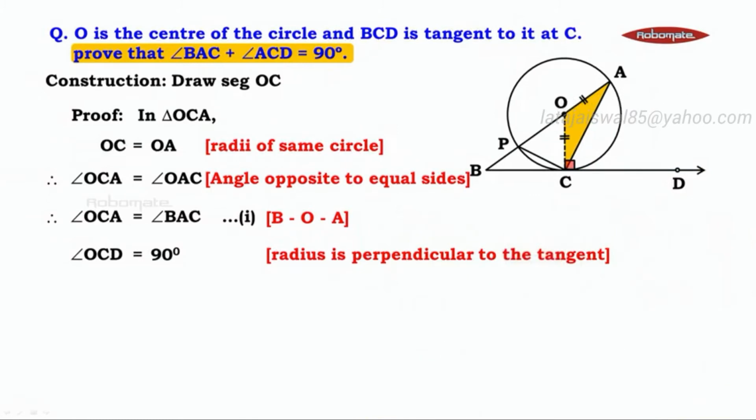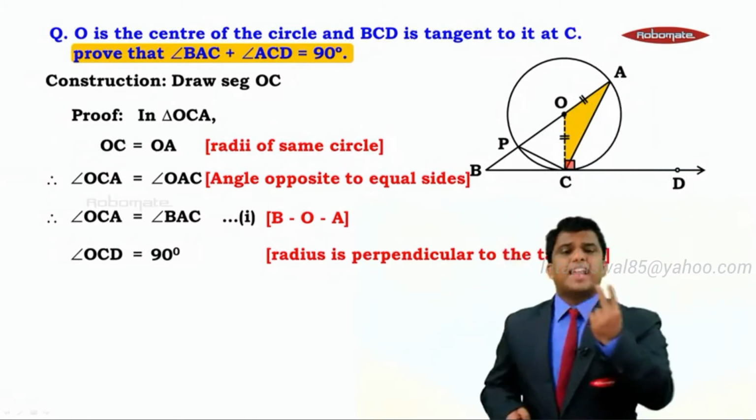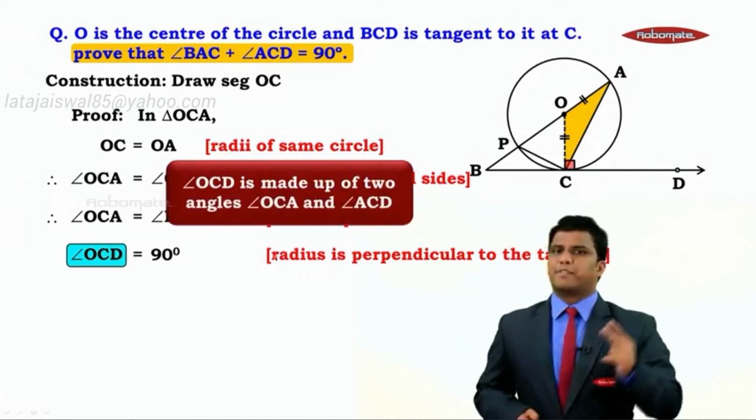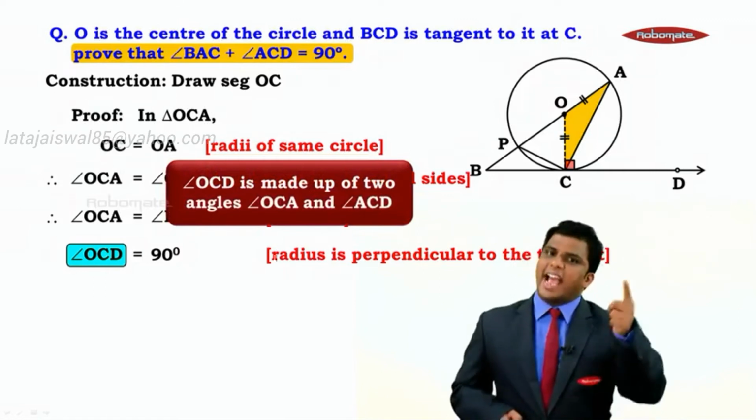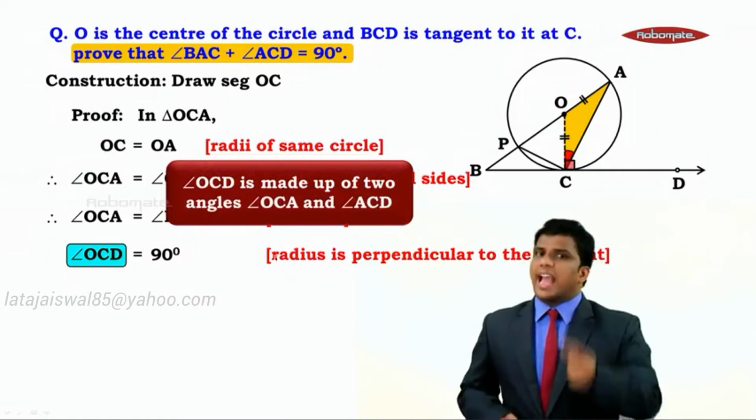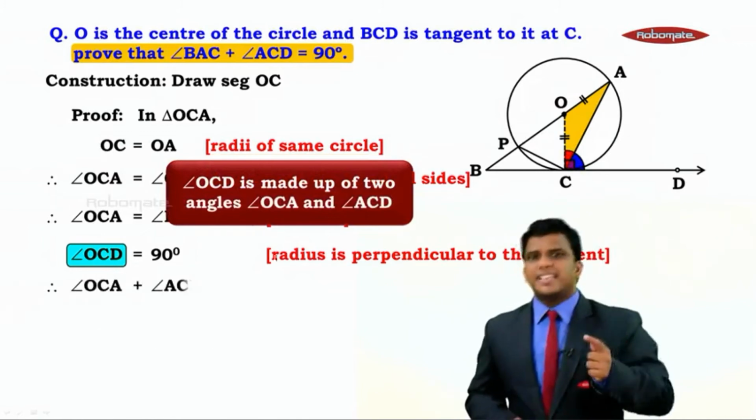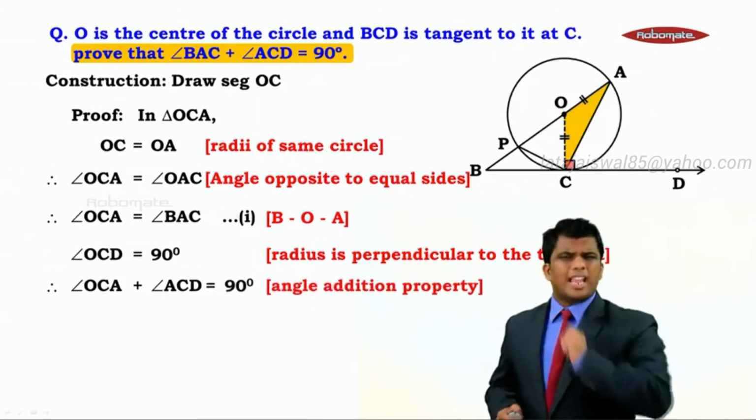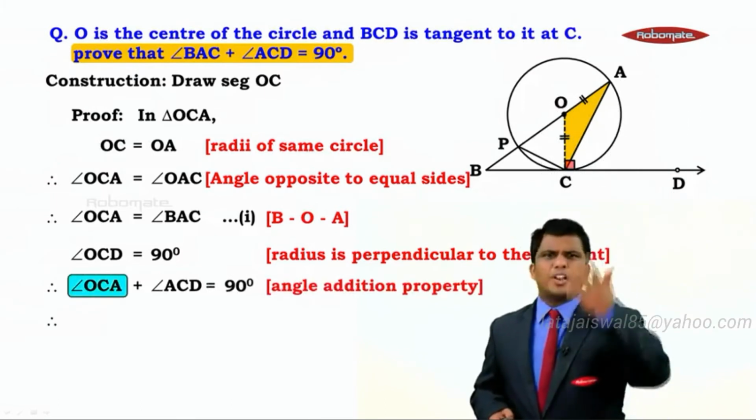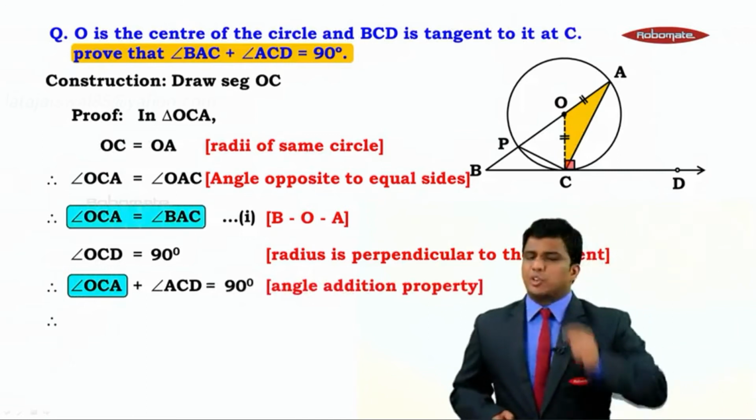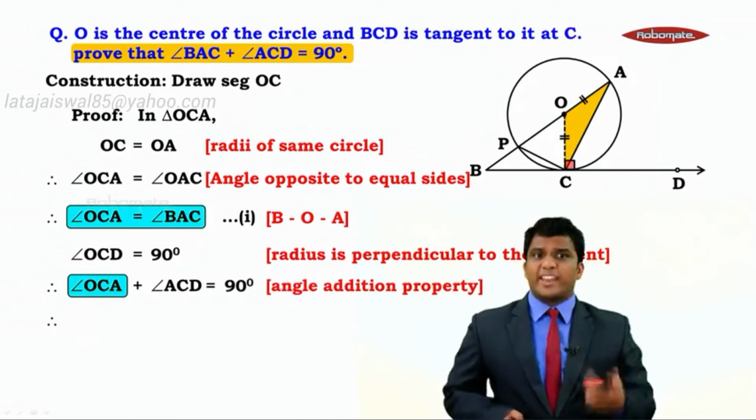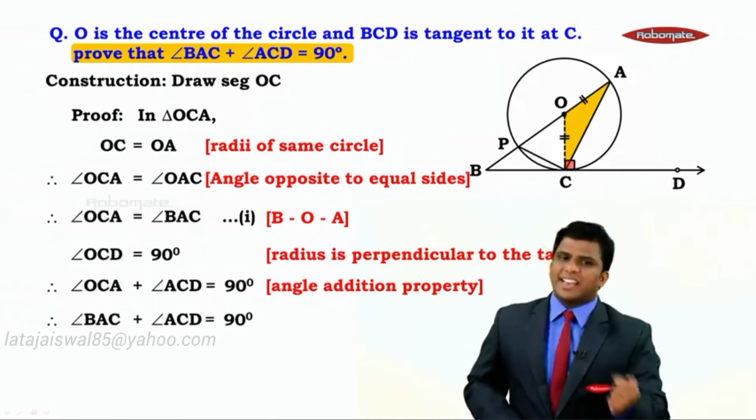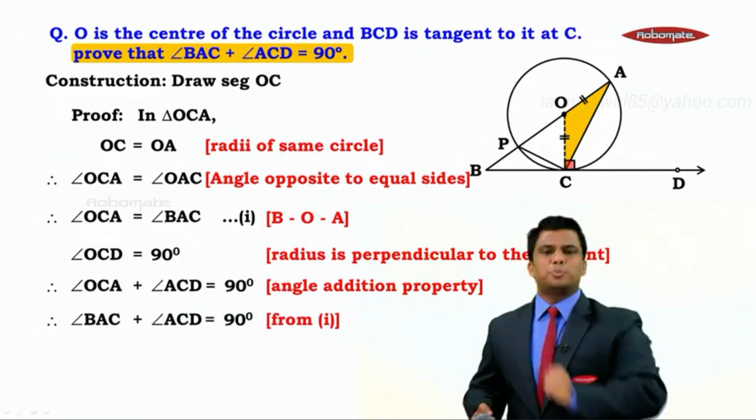But here, children, in the proof we require the sum of two different angles to be 90. And on the same lines, angle OCD is again made up of two different angles, angle OCA and angle ACD. So we now say angle OCA plus angle ACD is equal to 90, angle addition property. But what can we do with angle OCA, which we don't want in the proof? Angle OCA was originally equal to angle BAC from 1. So it's very simple. We can just write angle OCA as angle BAC, and the reason is from 1, and that's what we need in the proof for this sum.